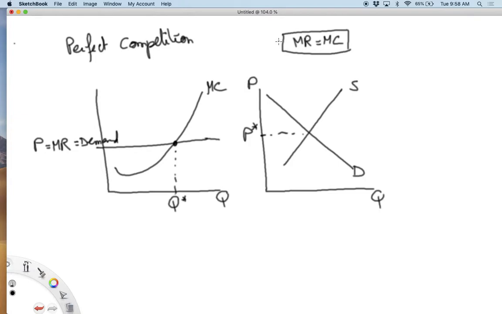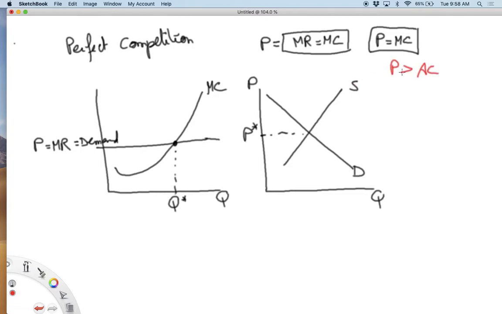In the case of a perfect competitor, price is the same as marginal revenue. So the profit maximizing condition becomes price equals marginal cost. How do we know if the firm is making money? Well, you compare price to average cost.